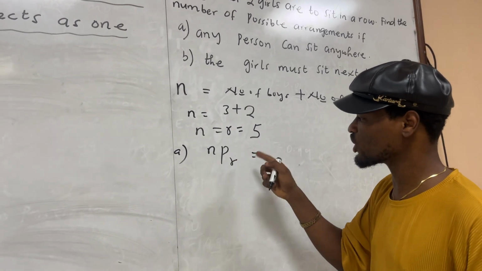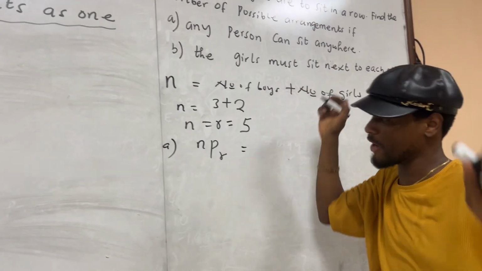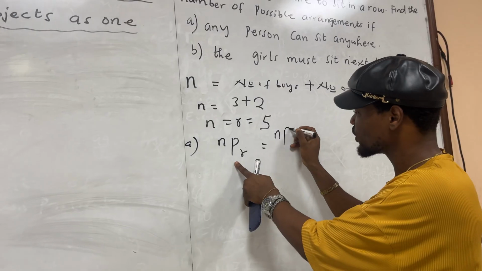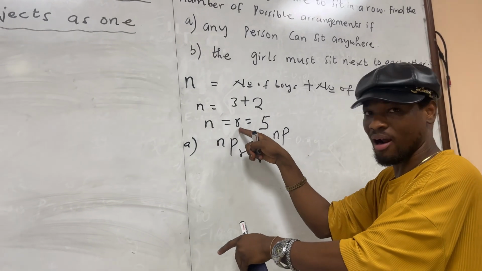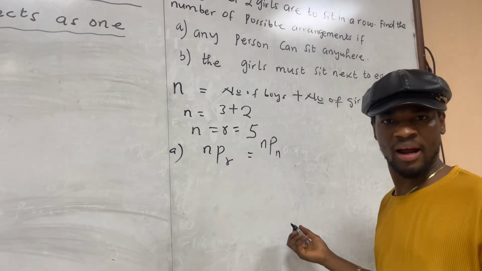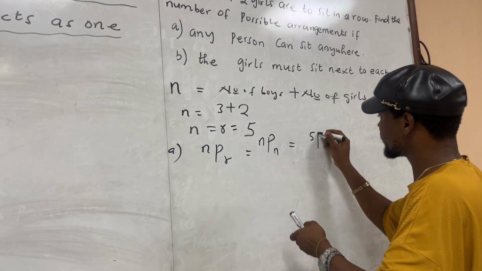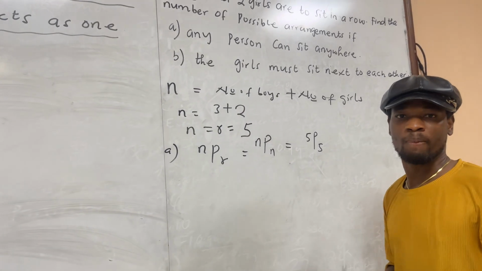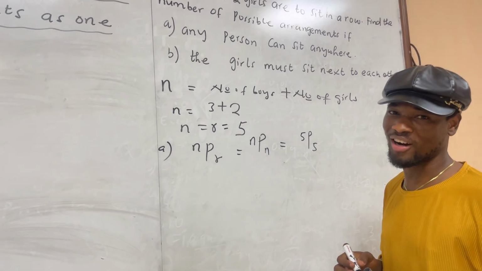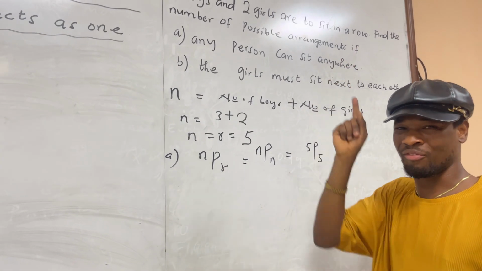So I have n permutation r. Because we're not restricted, any person can sit anywhere. So this is the same as n permutation n, where r is equal to n. Therefore, we have 5 permutation 5. If your math is strong, you realize that 5 permutation 5 is the same as 5 factorial. As simple as that. From my very first video.